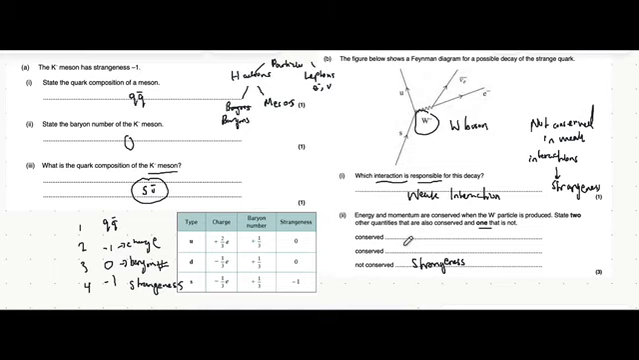Whereas 2 quantities, and 3 actually, that are always conserved, are charge, baryon number, and lepton number. So we can write charge for 1 mark, you can write baryon number, but you could have also written lepton number for that second mark.